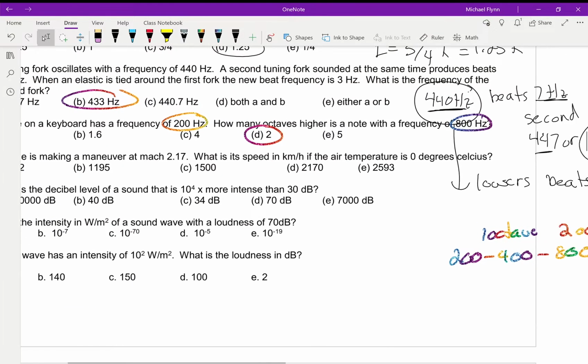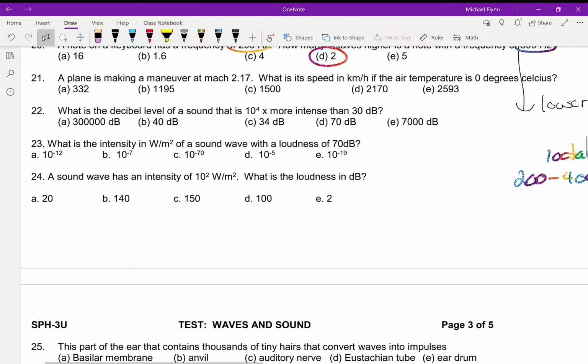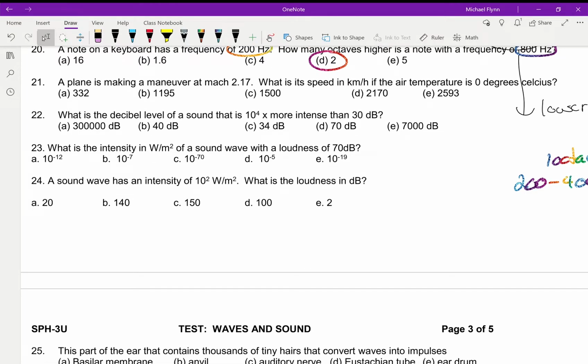All right, a plane is making a maneuver at Mach 2.17. What is the speed in kilometers per hour if it's 0 degrees Celsius? Some of you are asking me about this question. The Mach number 2.17 means that the speed of the object is 2.17 times the speed of sound. That's what the Mach number means. It's how many times the speed of sound it is.